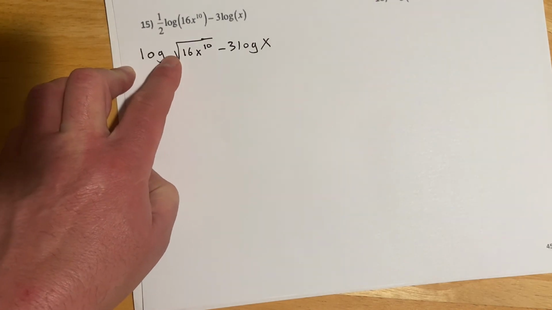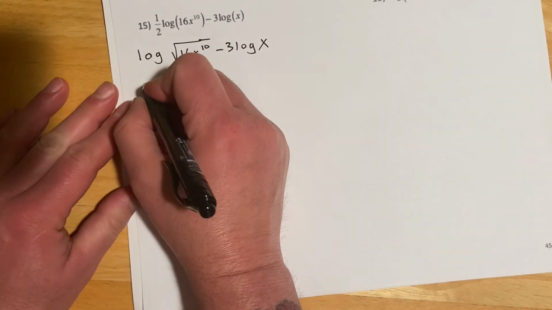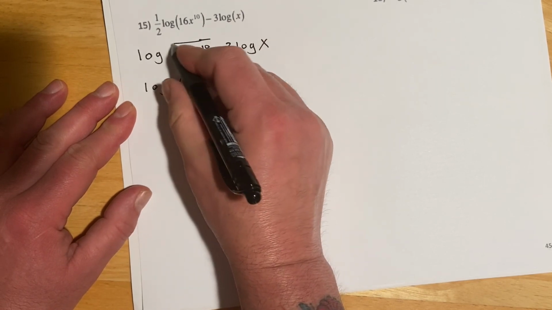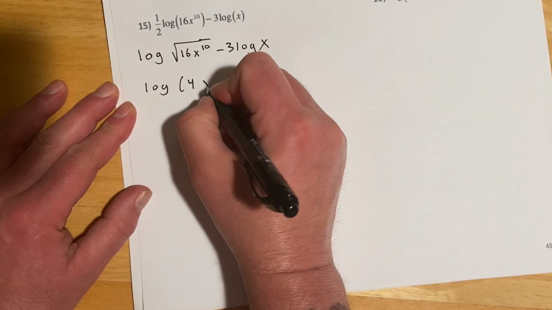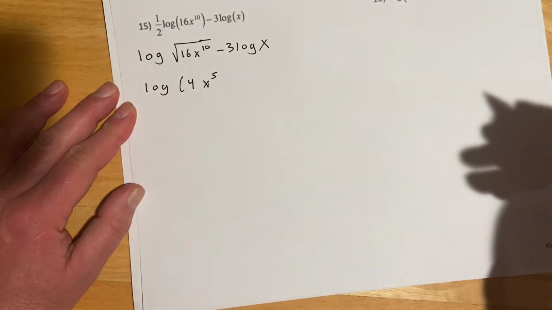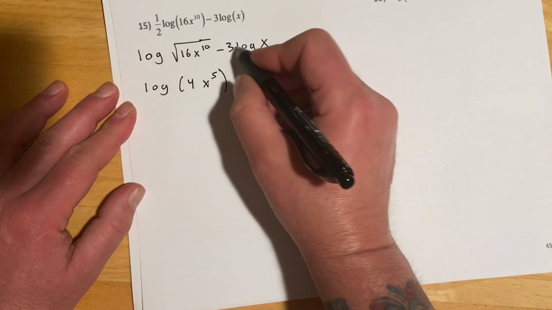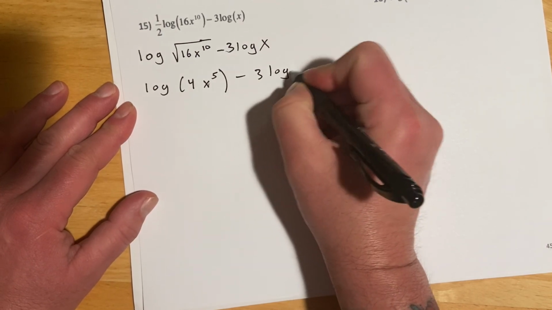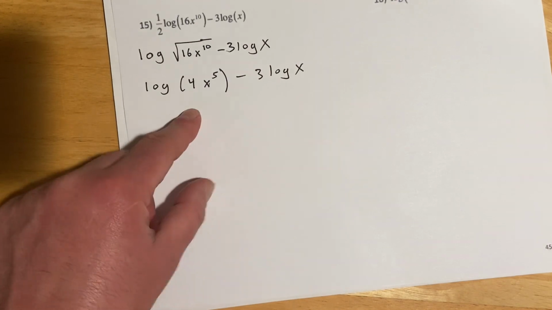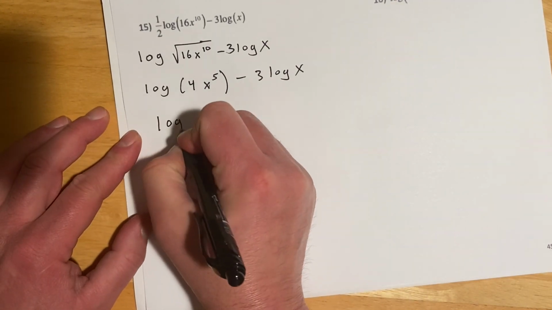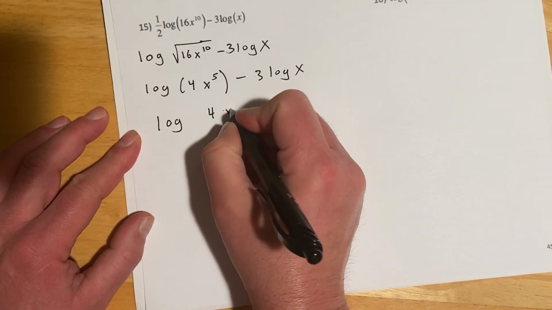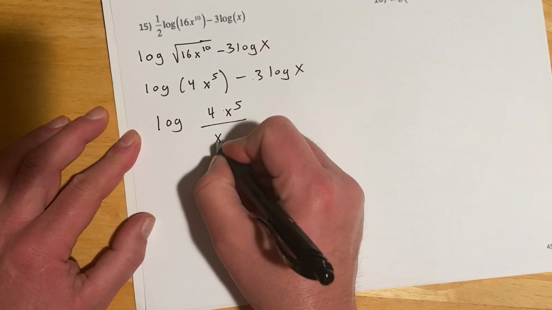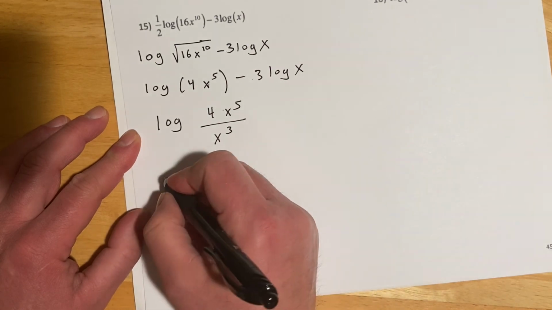And so then the square root, I think I will simplify that first. So let's go log, square root 16 would be 4, and square root of x to the 10th would be x to the 5th, because x to the 5th times x to the 5th makes x to the 10th. And then let me just leave that there for a second. And then I'll bring this into a single log now. So we have log of the numerator's 4x to the 5th, and the denominator is going to be that x cubed. And then I can reduce a little bit right there.